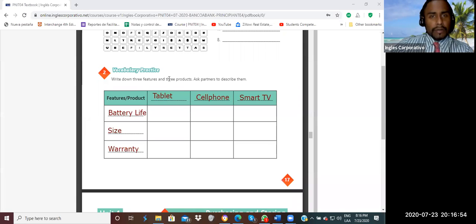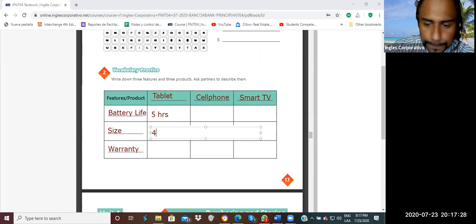You invent. And you're gonna write down the features of three products and you're going to ask the partners to describe them. For example, imagine that my partner is Nelly. And I say, Nelly, please give me the dimensions for the tablet. And then Nelly says, okay, Mr. Santos, the tablet has 5 hours battery life. The tablet is 4 inches by 4 inches by 6 inches, for example.